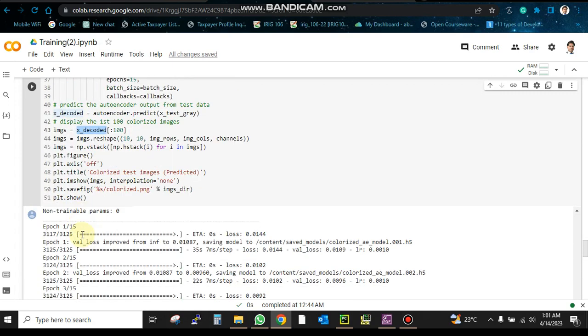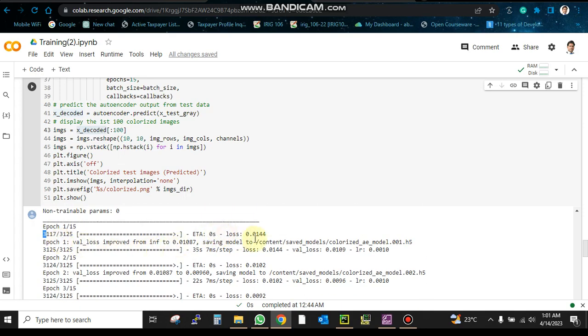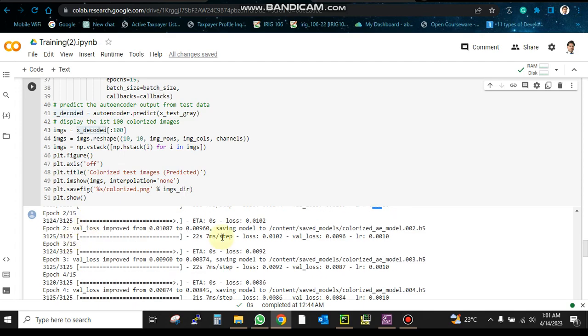See, in this we have epoch 1. In epoch 1 we are getting 3125 batches. It means we have defined the batch size as 16, so 50,000 divided by 16 gives this. Then out of 15, this is the first time the model is performing the training on all the 50,000 images. We are getting some loss value over here and some validation loss. So this is the learning rate. Whenever the epochs increase, the loss is reduced after every epoch.